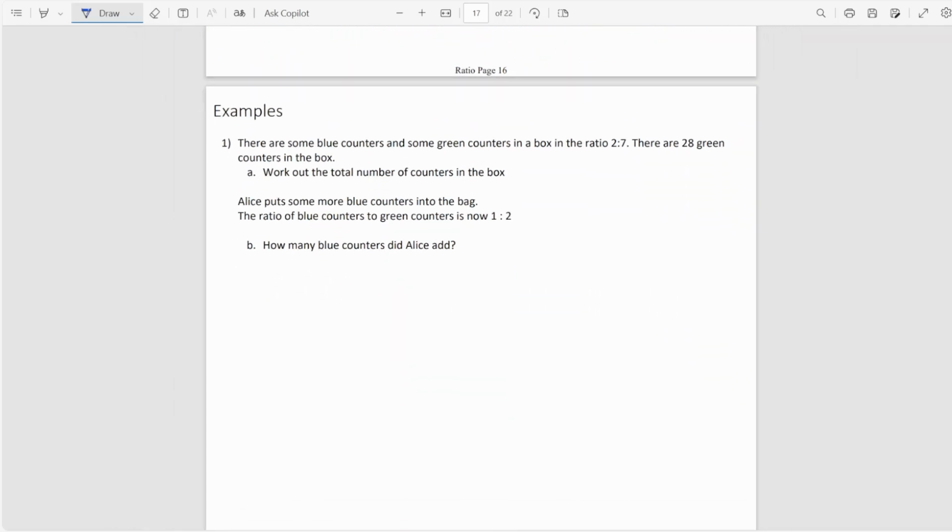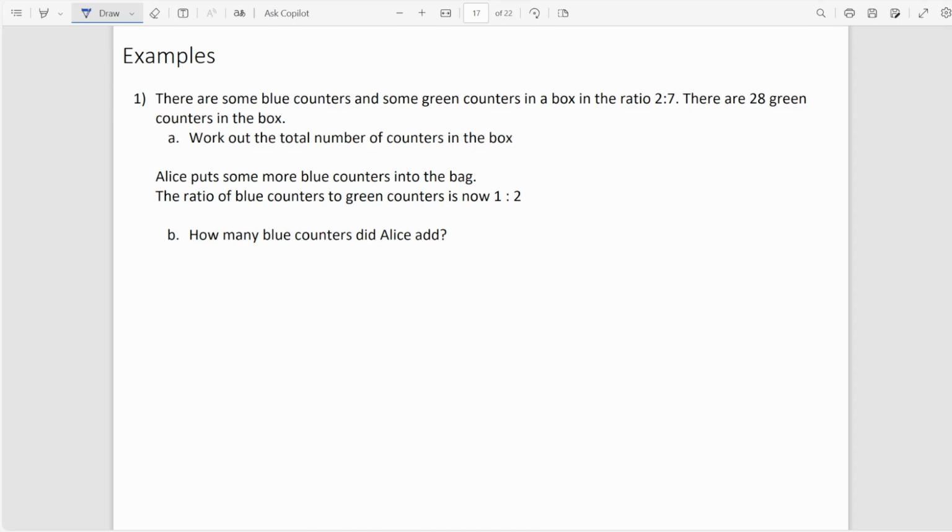Now let's take a look at examples that will cover all of the previous concepts we've explained. There are some blue counters and some green counters in a box in the ratio 2 to 7. There are 28 green counters in the box. Work out the total number of counters in the box.